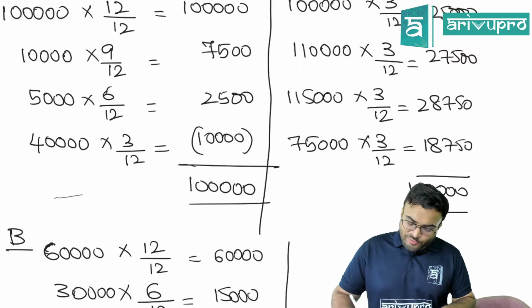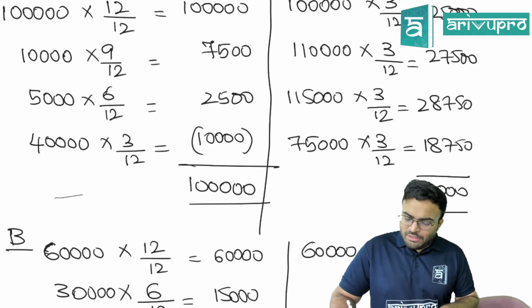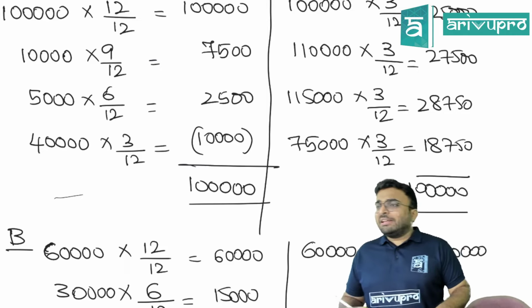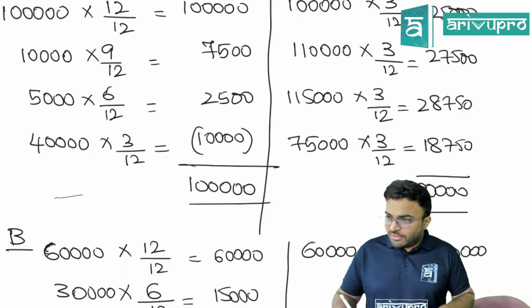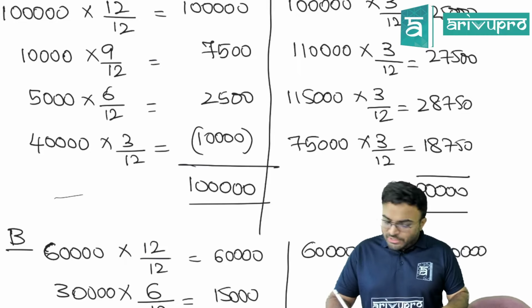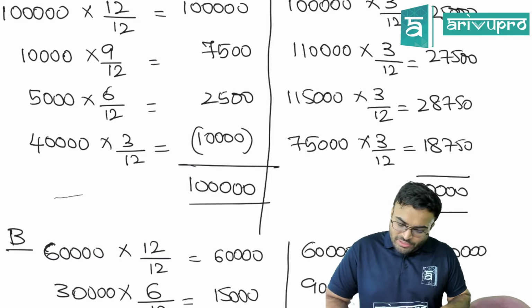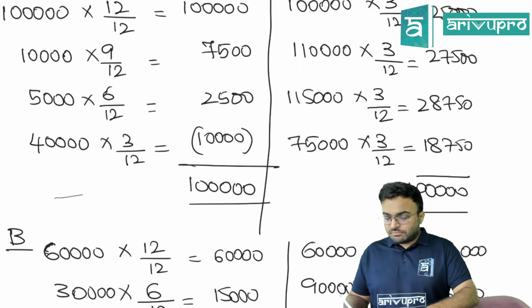It was 60,000 for 6 months. So 60,000 into 6 by 12. That gives you 30,000. After that, the capital became 90,000. They introduced 30,000, so capital is 90,000. 90,000 into 6 by 12. That makes it 45,000. So it is 75,000 under both alternatives.